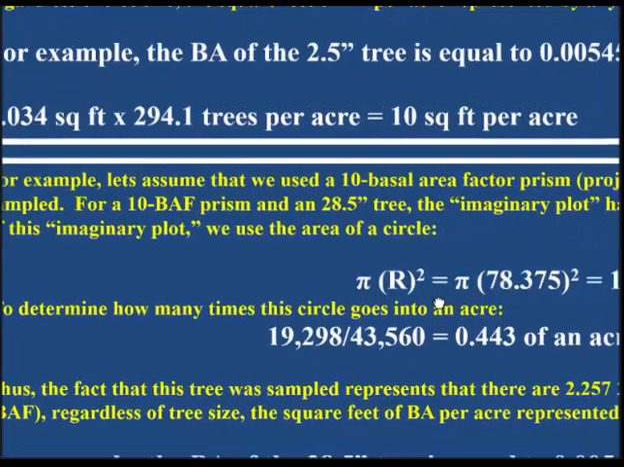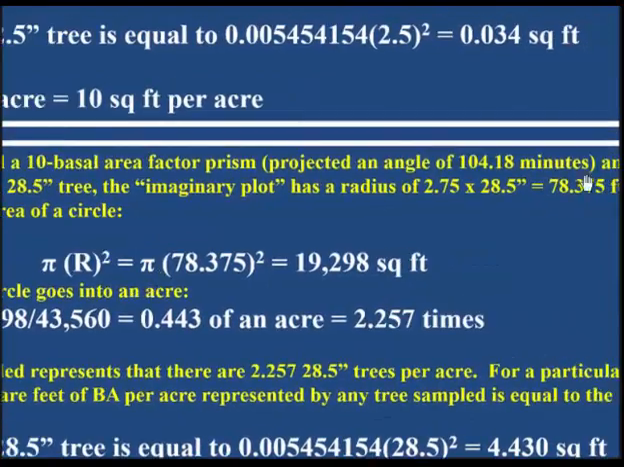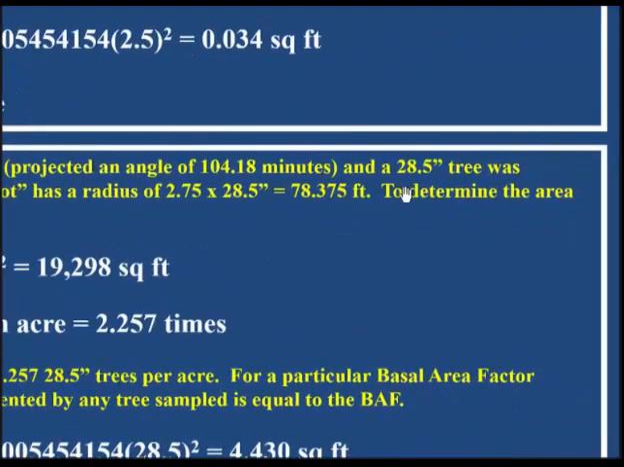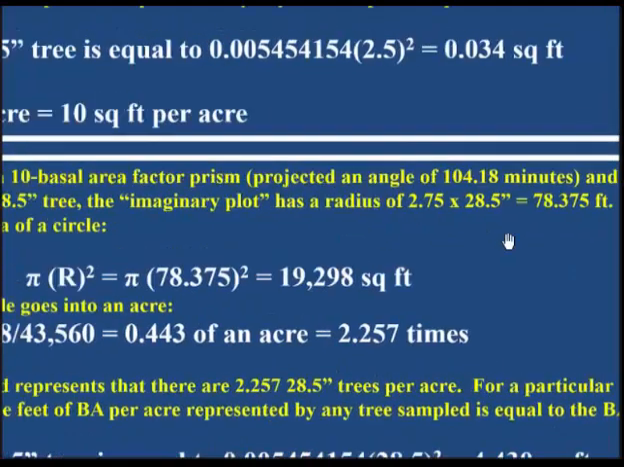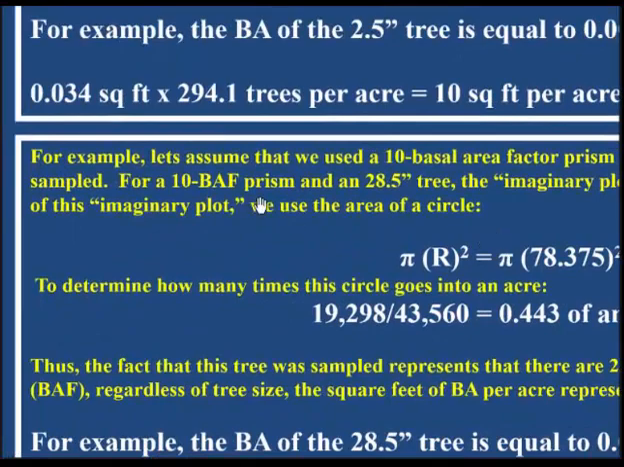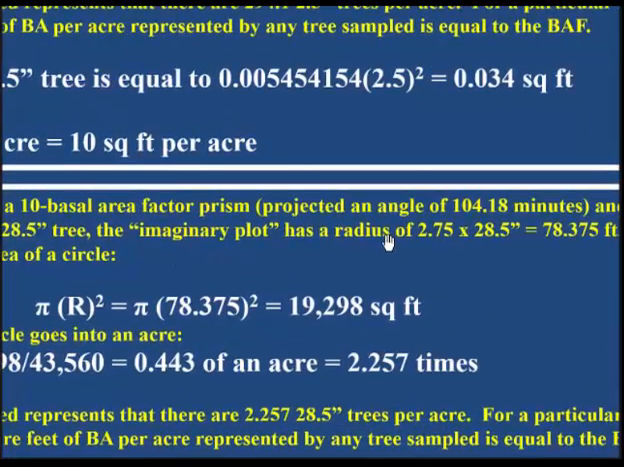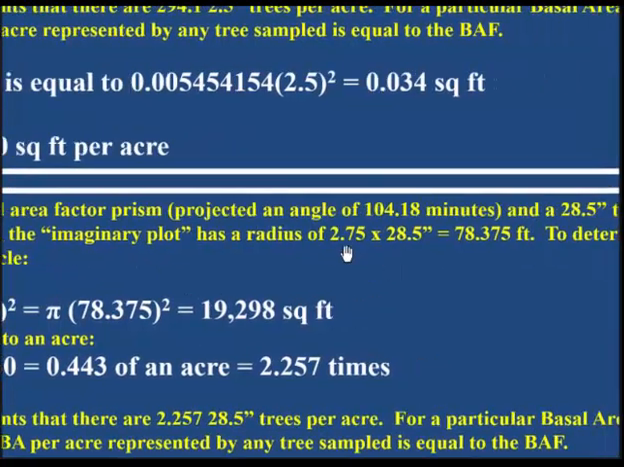So for example, let's assume that we use the 10 basal area factor prism. We projected this angle, right? They're kind of associated with each other. And we happen to sample a 28.5-inch tree. For a 10 BAF prism and a 28.5-inch tree, the imaginary plot has a radius of what? 2.75, our plot radius factor, times the diameter in inches, 28.5 inches, gives us 78.375 feet.